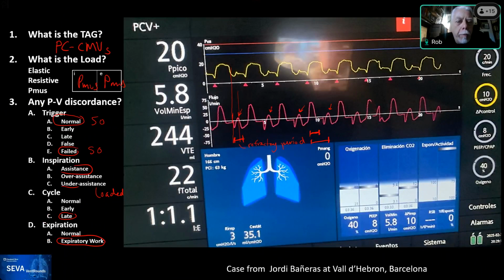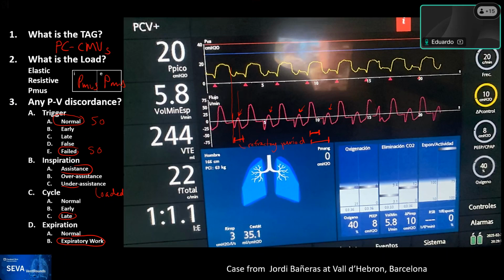And again, when the magenta flow waveform goes below 0 during the preset inspiratory time, that's your indication that the patient is actively trying to exhale, and the ventilator isn't allowing it. And again, that's the definition of late cycle, right? Exactly. So when you see this case, the rule that we use to read ventilator waveforms is: treat the first discordance that you see.